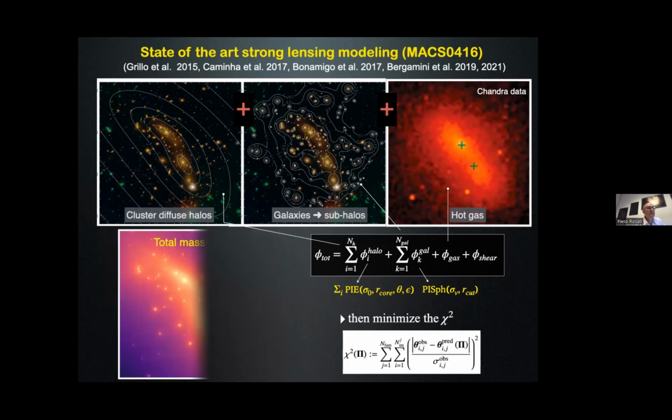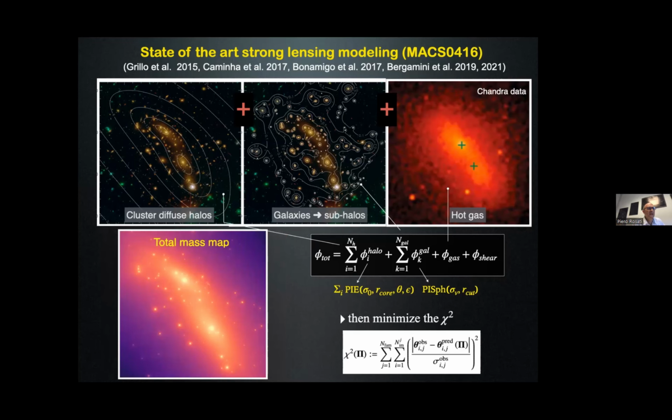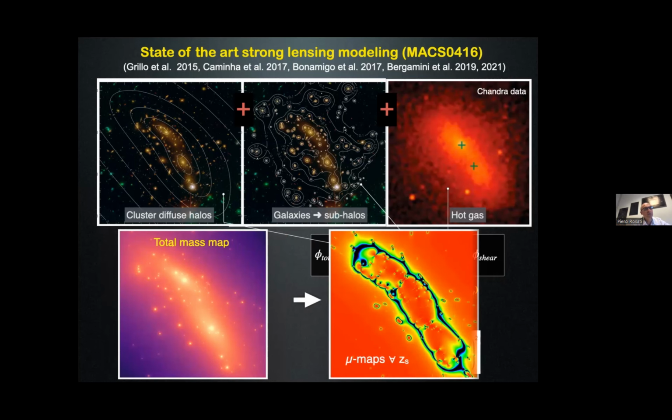But at the end of the day, you get these mass maps. And most importantly, for other applications, these maps come with the convergence, the magnification, all the byproducts that a lensing model can give you once you have the mass distribution. So for example, you have magnification maps for a given source redshift associated to these mass maps. And this is very important if you want to, again, use these clusters as cosmic telescopes.